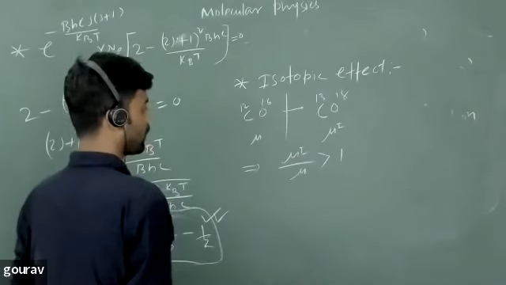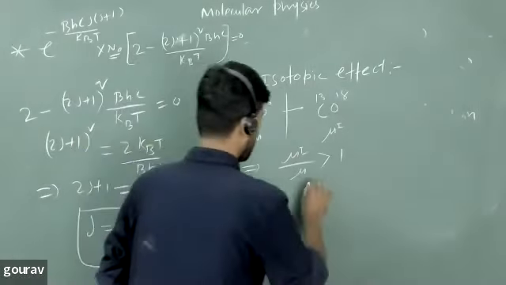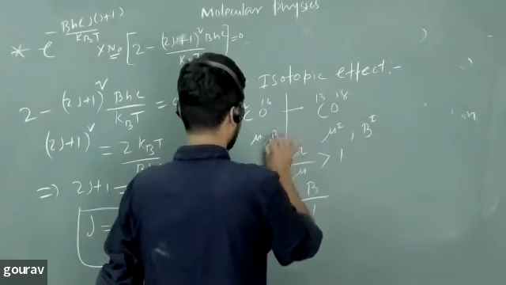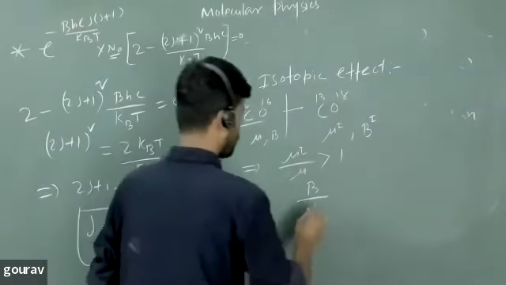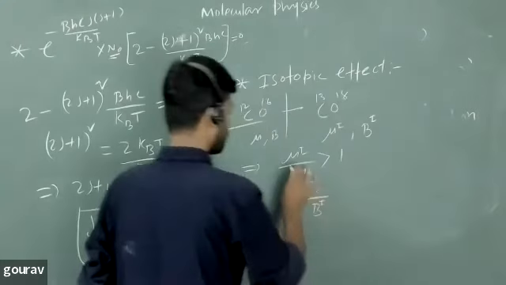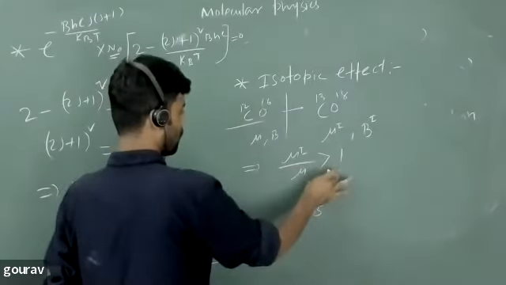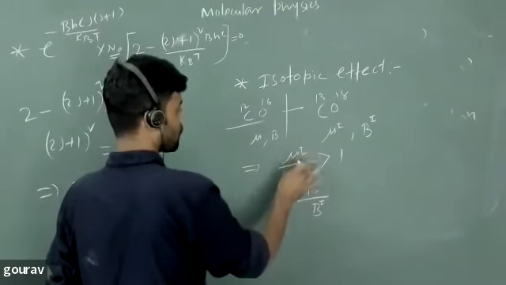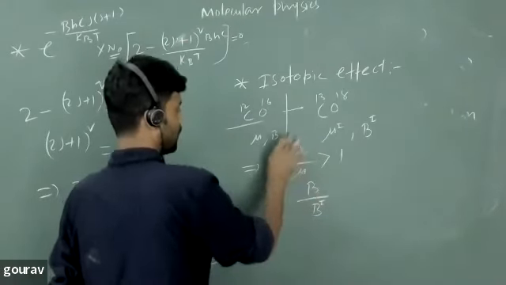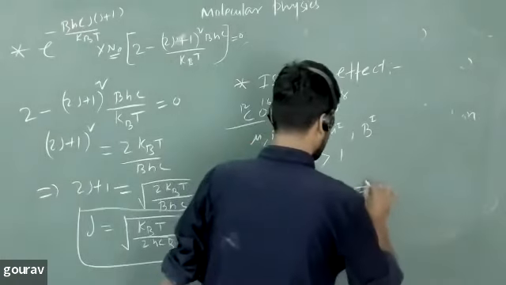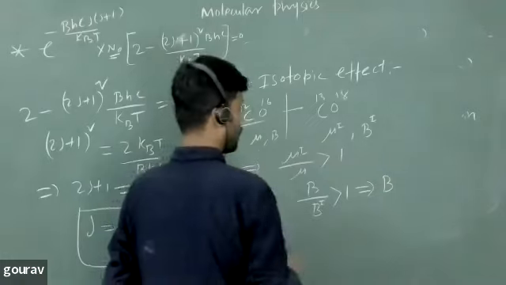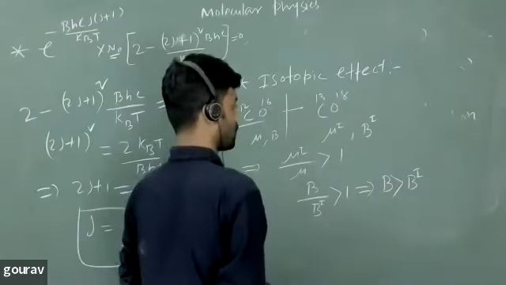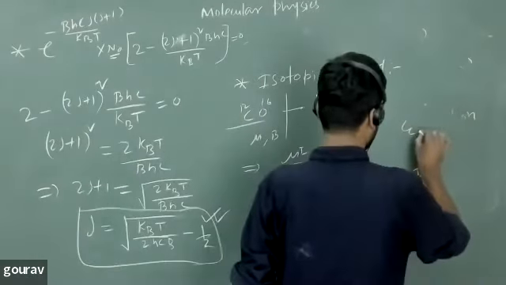And we know that mu is inversely proportional to B. So what can we write from here? B by Bi, where Bi is the rotational constant of the isotope and B is the rotational constant of the original molecule. Why is it happening? Because mu I by mu is greater than 1, and mu is inversely proportional to B, the rotational constant. So mu I will be inversely proportional to Bi, so it will be 1 by Bi and 1 by B. So B by Bi will be greater than 1. So it means the rotational constant of the original molecule will be greater than that of the isotopic molecule.